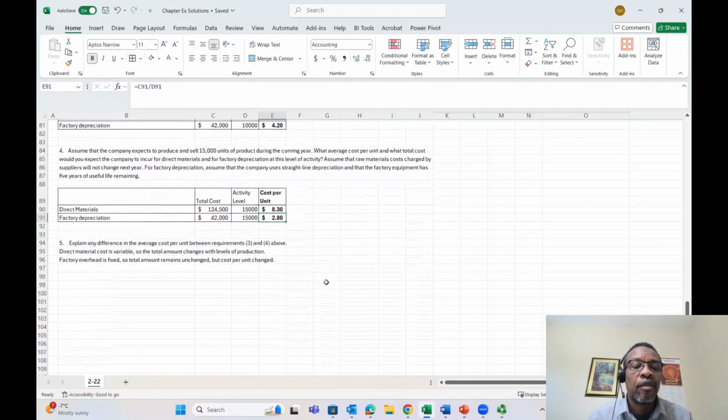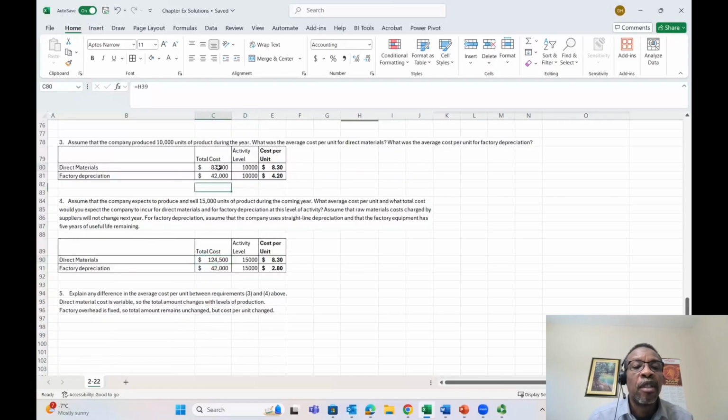All right. So five, explaining the difference in the average cost per unit between three and four above. Right? So we know that direct material is variable, so the total amount changes with the levels of production. So total cost here is going to change with the level of production. Remember when we were producing 10,000 units, it was 83,000. Now that 15,000 units are being produced, it's going to go up to 124,500. Importantly, the cost per unit remains the same.